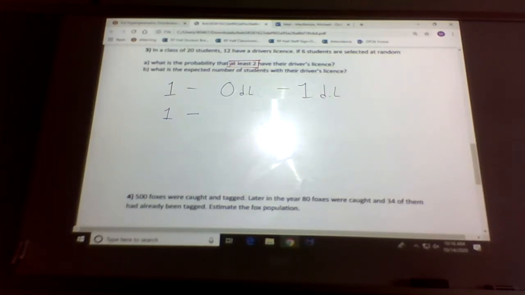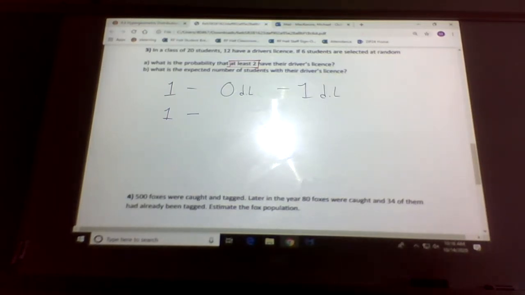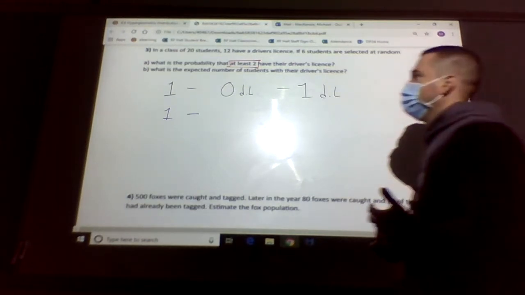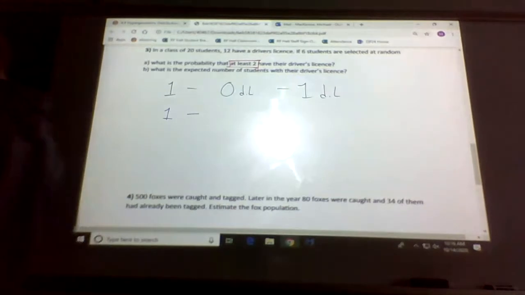Again, you're selecting 6 from the group. There's no replacement. I'm taking 6 out of the 20. That's why it's hypergeometric. I'm not choosing 1 and putting it back. I'm taking 6 students from the 20, so your total changes.